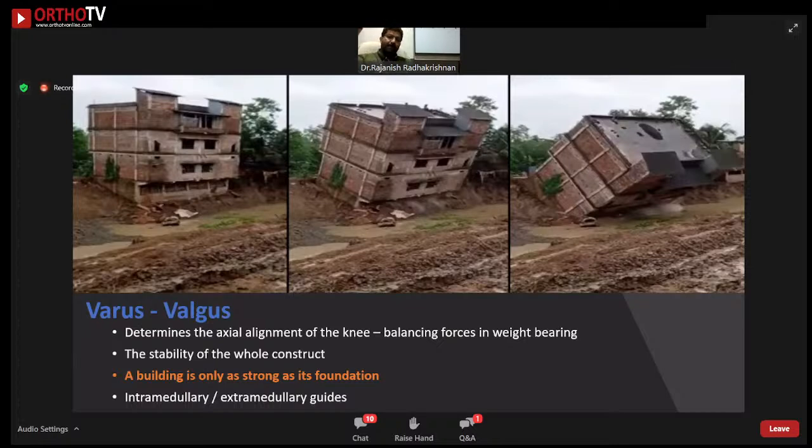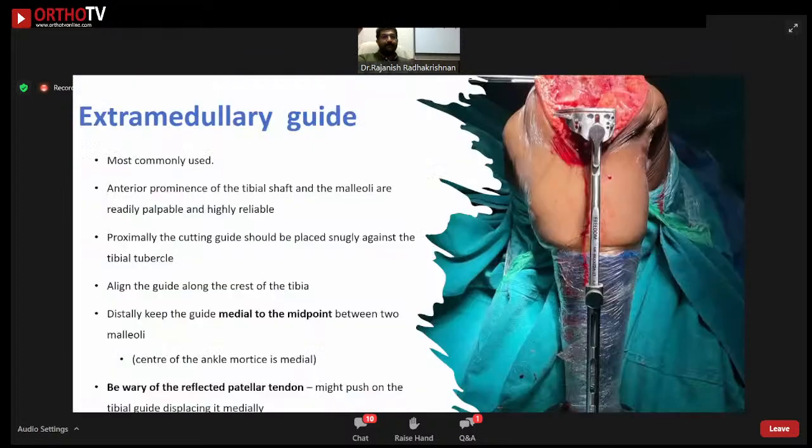There are two techniques. One is the intramedullary technique and the other is the extramedullary technique. Usually we go ahead with the extramedullary guide technique, most commonly used, because all the reference points are external, like the tibial tubercle, the crest of the tibia, then the two malleoli. So you align the jig approximately between the medial one-third and the lateral two-third of the tibial tubercle, along the tibial crest, parallel to the fibula, and just medial to the midpoint between the two malleoli, because the center of the ankle mortise is just medial. You should take care that the reflected patellar tendon won't come in the way.